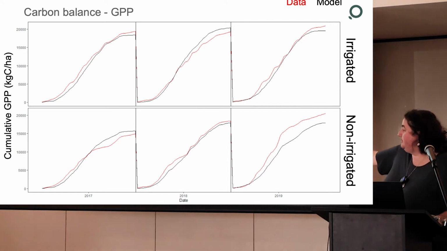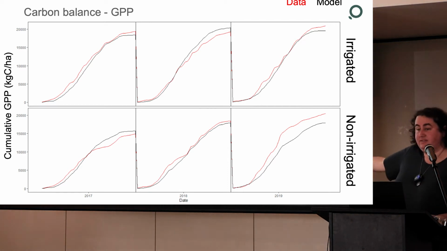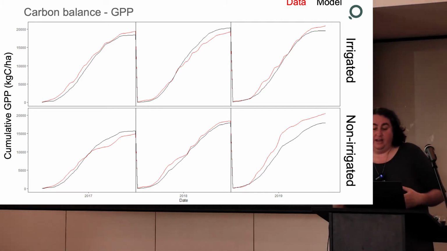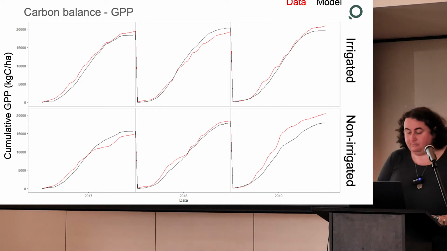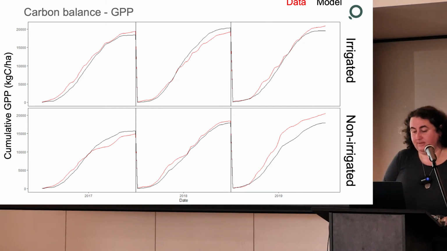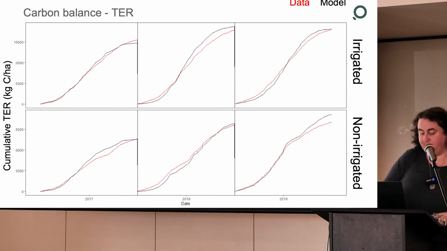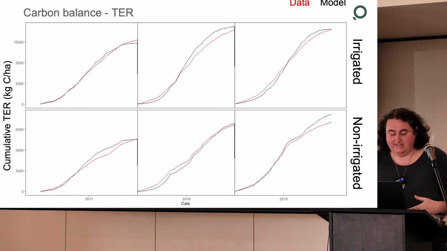The non-irrigated in the 2018-2019 season. But generally speaking, it's getting the GPP reasonably correct. And then looking at total ecosystem respiration. So again, the model is doing reasonably well over multiple years, and in both of those treatments. Again, we get a small divergence here, and this becomes important when I show the last slide.